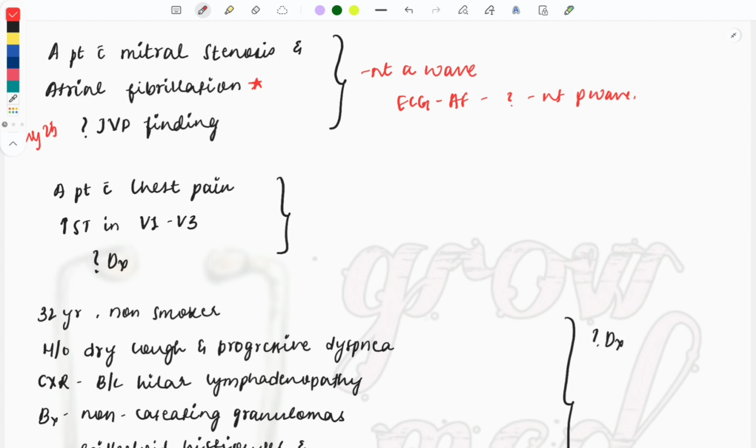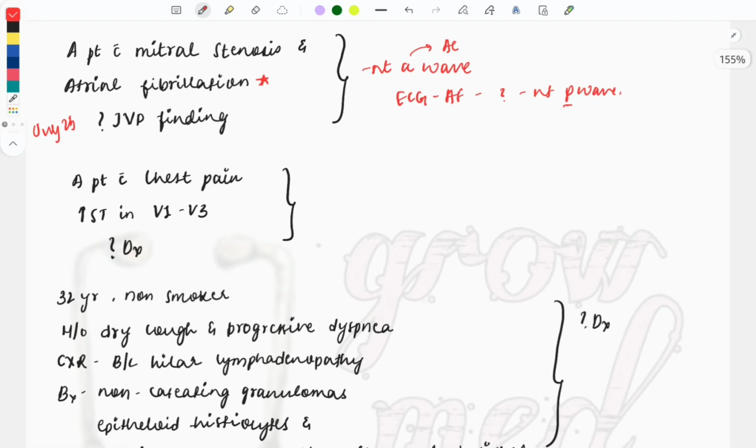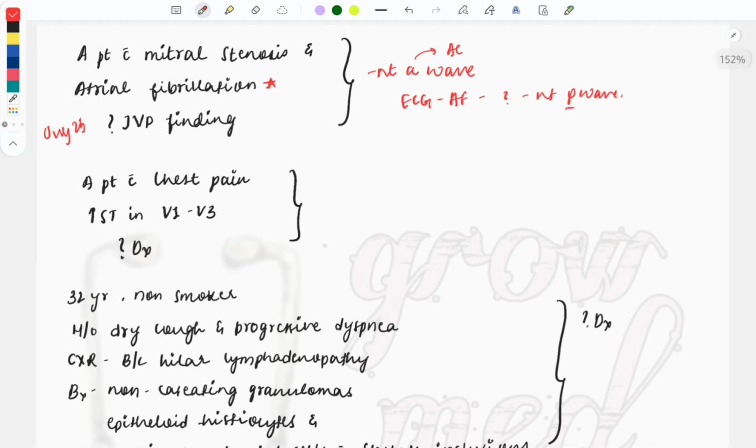So similarly, you can correlate it with the JVP as well. As your P waves are absent, and the A wave in the JVP stands for the atrial contraction, so that is not significant. That's why the A wave is absent in case of atrial fibrillation. So like this, you can correlate it and solve this clinical question.